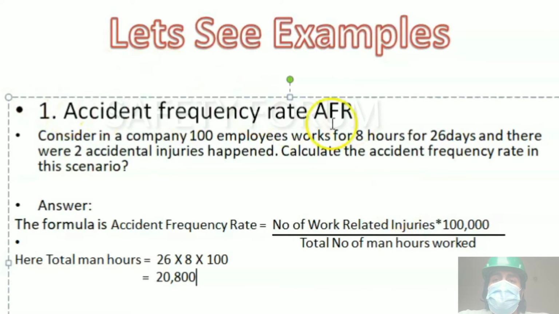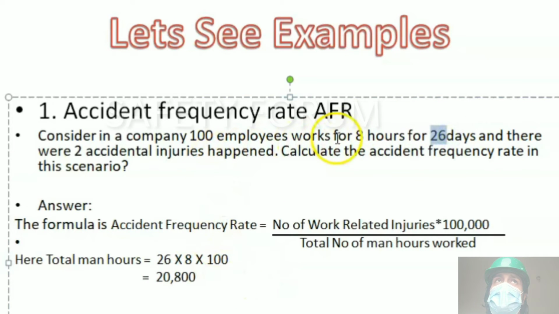So how will you calculate the accident frequency rate? We will see it as an example. Consider a company where 100 employees work for 8 hours for 26 days, and there were 2 accidental injuries reported. Calculate the accident frequency rate for this scenario. We have already seen the formula: the number of work-related injuries multiplied by the factor. In our company, we consider it as 100,000, which is 10 to the power 5, divided by the total number of man hours worked. Here, how will you calculate the total man hours? We have already seen, right? So the number of days, how many?